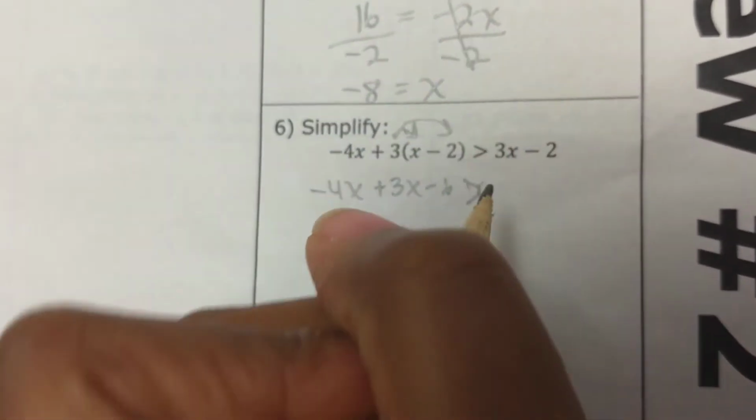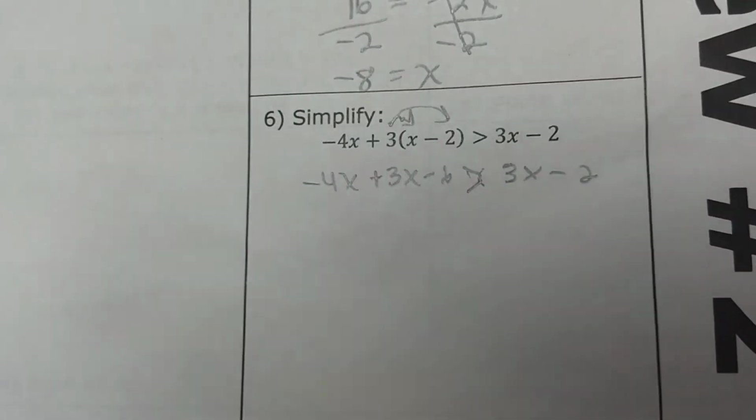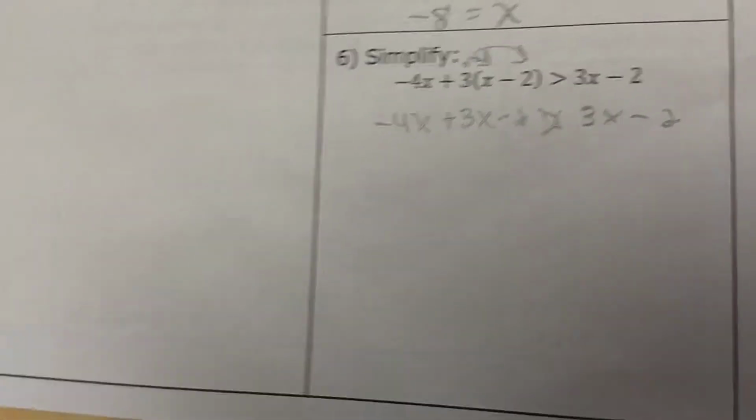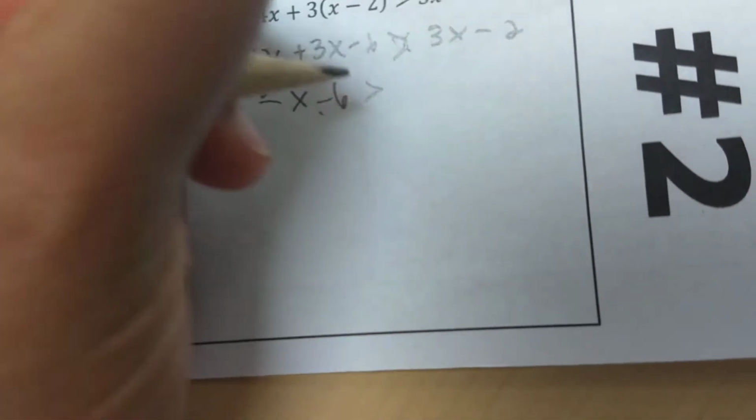Is 3x minus 2. Then I would combine like terms. So this negative 4x plus 3x is negative x minus 6 is greater than 3x minus 2.